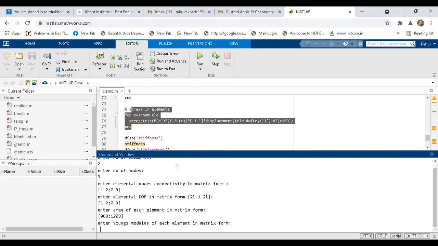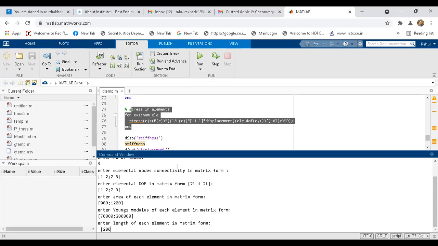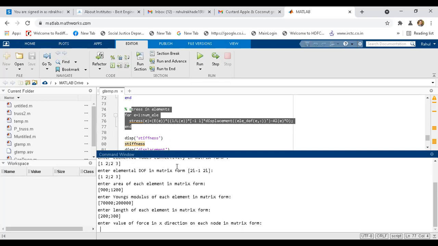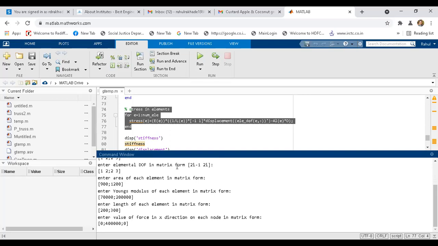Young's modulus of elasticity: 70,000 for element 1, then 200,000 for element 2. Next it asks length: 200 and 300. Enter value of force in x direction: 0 semicolon 400 kilonewton, means 400,000 semicolon 0.